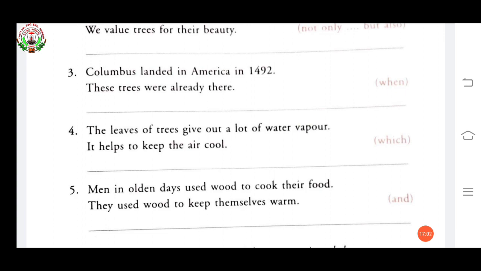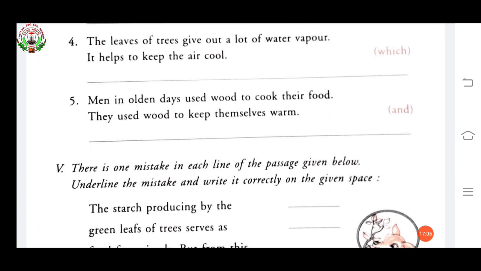Now, the fifth one. Men in olden days used wood to cook their food. They used wood to keep themselves warm. You have to add "and". Now see. Men in olden days used wood to cook their food and to keep themselves warm. Again, I am repeating.